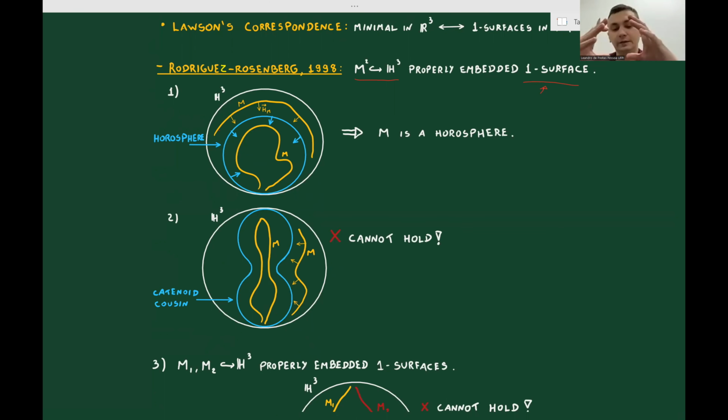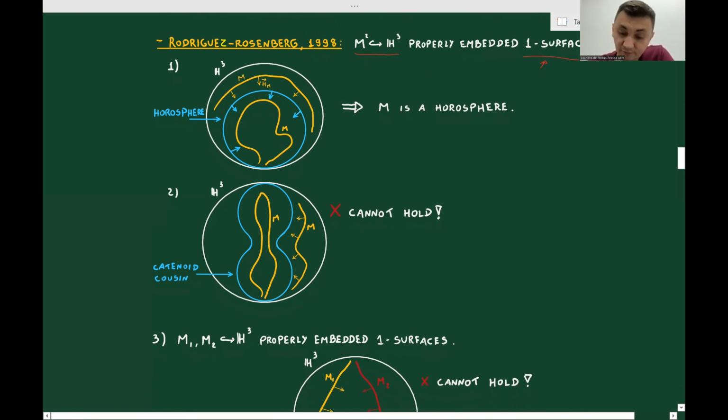So the case here is that M cannot be in the mean convex region defined by the horosphere, and also the horosphere cannot be in the mean convex connected component defined by the surface M. So this mean convex component is really important in this case of surfaces with constant mean curvature.